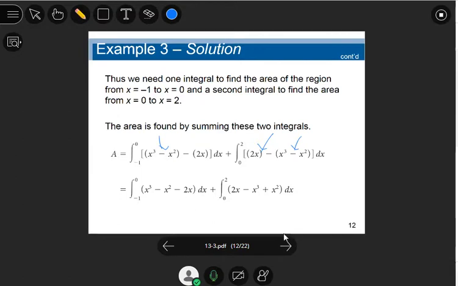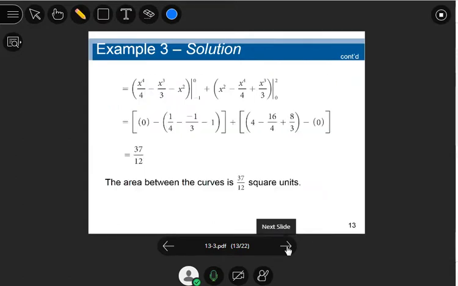Then calculate these two integrals using the knowledge of your definite integrals, and by solving you can obtain 37 divided by 12. So this is the area. Here especially we use some trick. We divide this area into two regions and we find the area of each region separately, then we take the summation. Okay, so this is some new method. You haven't learned this thing before.